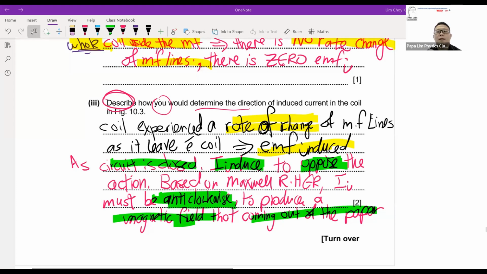How do I determine the induced current in the coil for figure 10.3? I use Faraday, I use Lenz's law, and I also use the grip rule. These 3 laws always work hand in hand, so you have to be good at these 3.